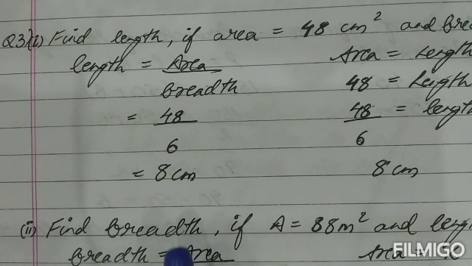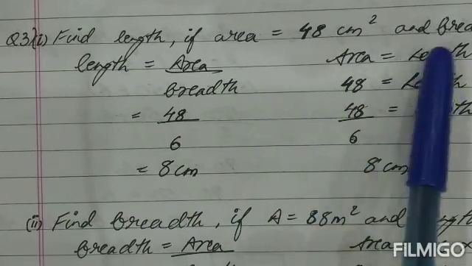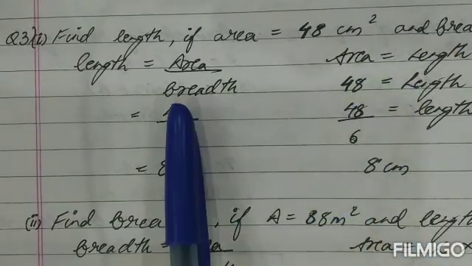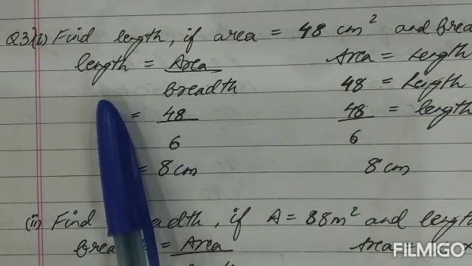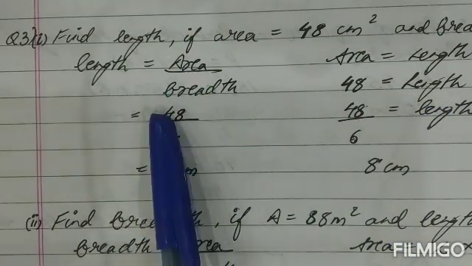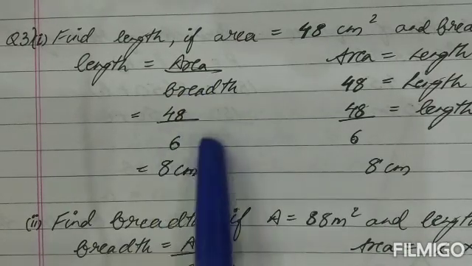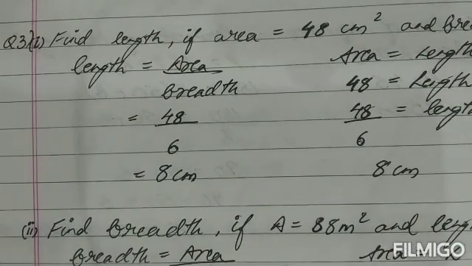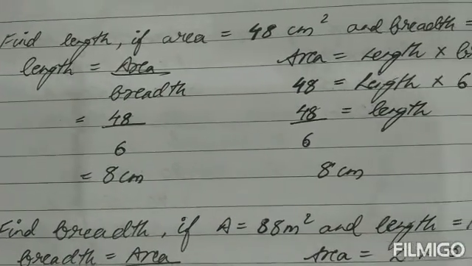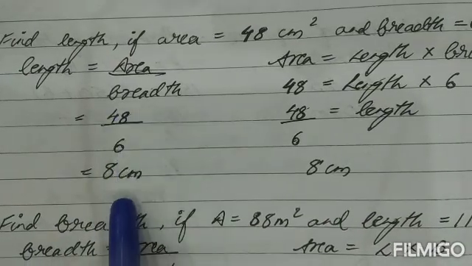Question number 3. Find the length if the area is given and the breadth has been given. Now this question I am going to show you by 2 ways, children. One way of calculating the length is by putting the formula area upon breadth. So area is 48, breadth is 6. Both are in the same unit, that is centimeter each. So you can easily put them and you can calculate the value. So when you are going to reduce them, children, 6 8s are 48. So 8 centimeter is your answer.